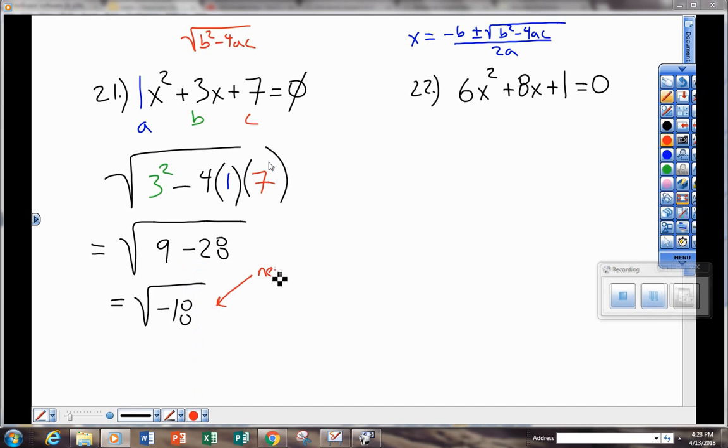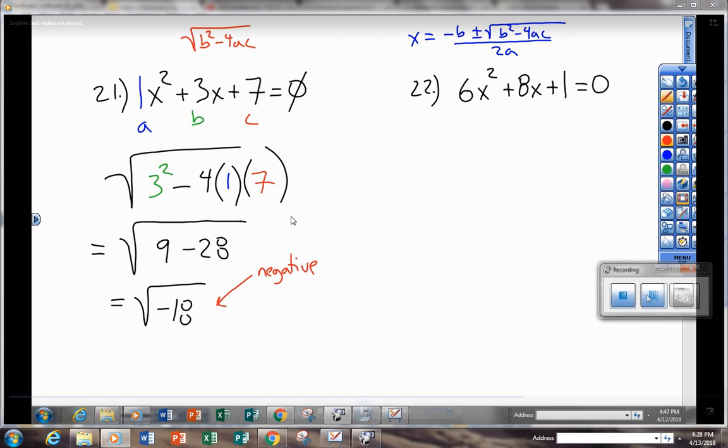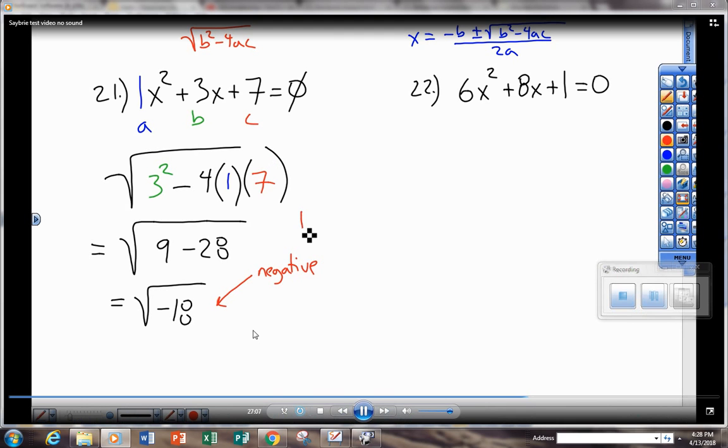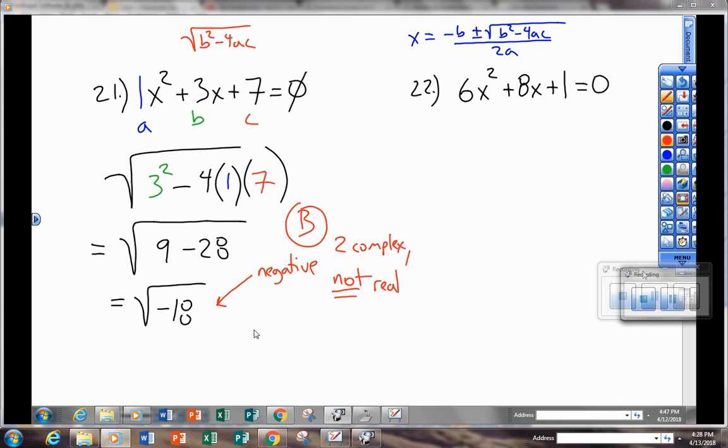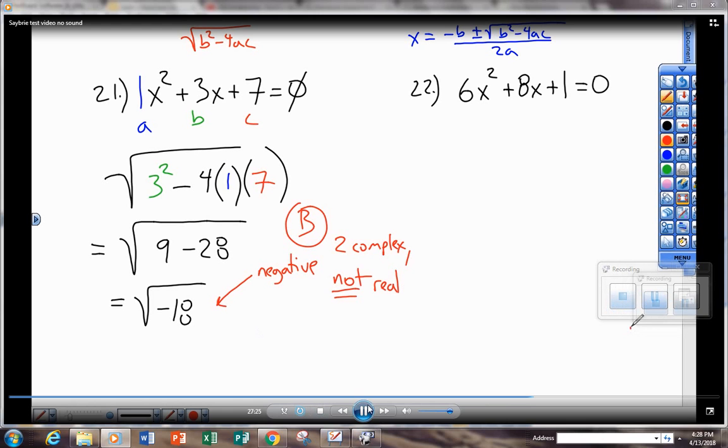For that choice on your study guide, I'm not sure what it is, I'll show it here in a second. But anytime you get a negative for the discriminant test, no real answers. That means your graph would not touch the x-axis. So that is B. Two complex numbers, no real numbers. So again, either you get a 0 under there, 1 answer, a positive number, 2 answers, or a negative, no real answers.